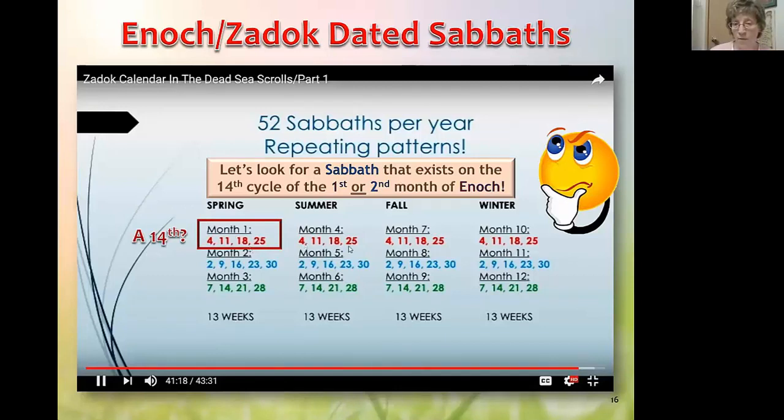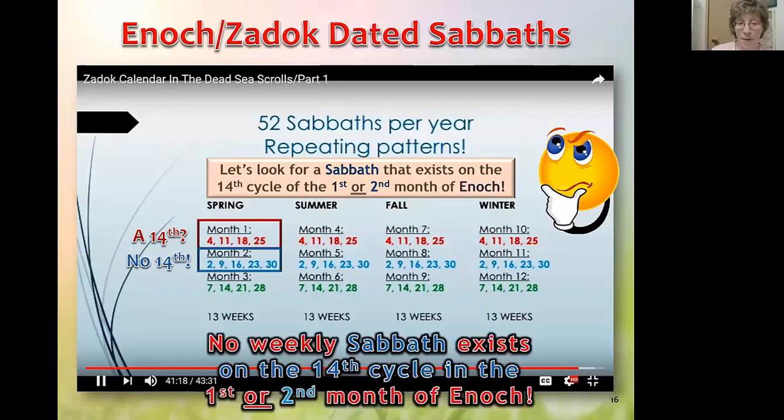You can see month 4 and month 7 and month 10. They all have their Sabbaths on those exact same dates. And when we look at month number 2, because there's some that say, well, you know what, this Joshua story is in month 2, not month 1. But guess what? There is no 14th Sabbath in month 2. There's a Sabbath on the 2nd, the 9th, the 16th, the 23rd, and the 30th. But there is no Sabbath on the 14th.